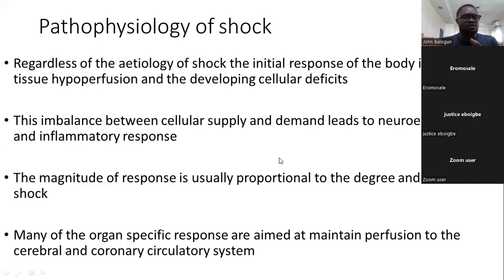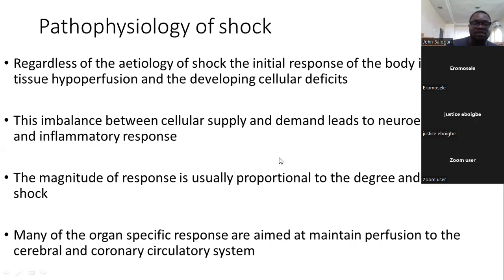Having stifled the body like this, how does the body now make sure that the blood goes to the heart, goes to the brain, and less to the kidneys, less to the intestine, and less to the muscle?